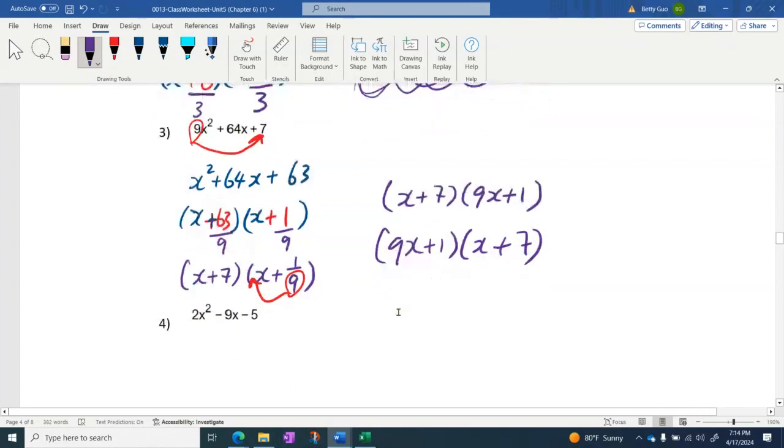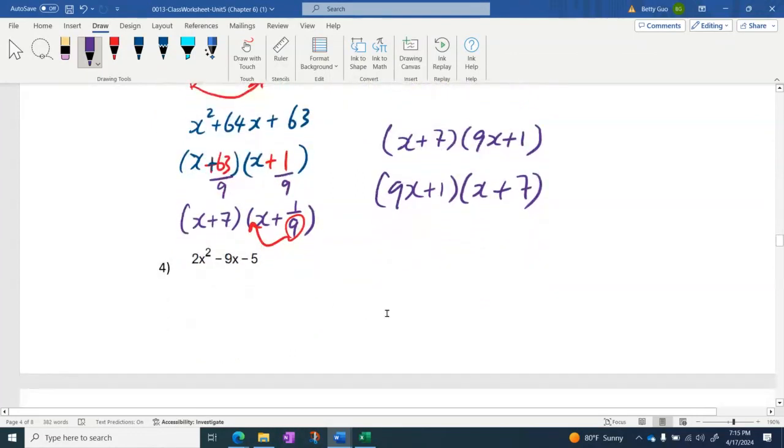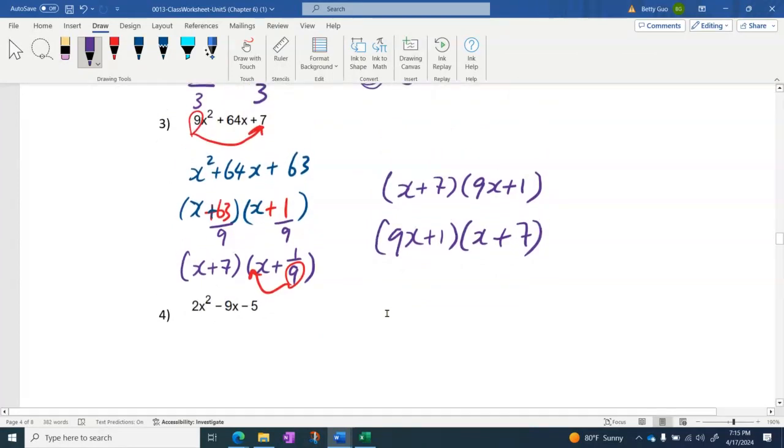Okay, if you understand number 3, please try number 4. Number 4, 2x squared minus 9x minus 5.